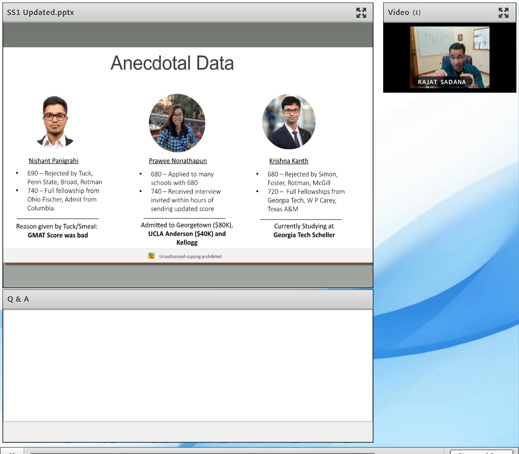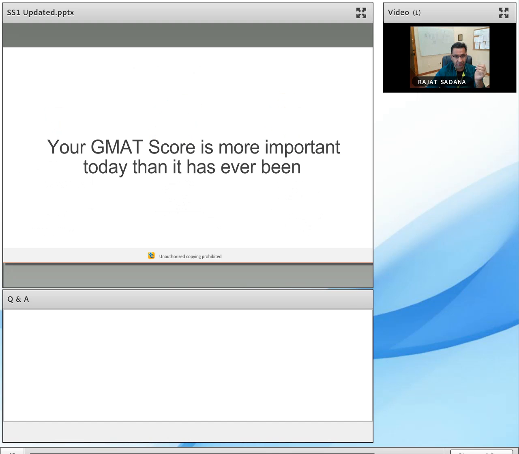Then he scored a 720 in R3, round 3, when students don't typically receive admits. He got full fellowships from Georgia Tech, WP Carey, and Texas A&M. Three full fellowships in round 3. He's currently studying at Georgia Tech. And if you think about a turnaround of fortune, 680 all rejects, 720 all full fellowships, that is something that just tells you the importance.